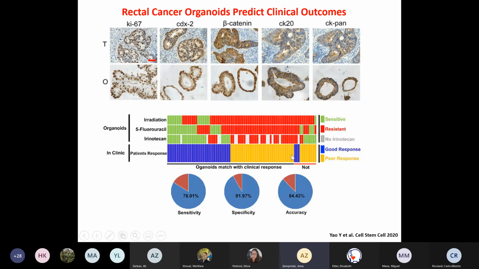There were also individuals in the study that had a poor response to the treatment, and again here their organoids showed that they were resistant. So again there was a good correspondence between what the organoids saw and how the actual patient responded. And unfortunately there is still 20% here, with good or poor response, where there was no corresponding response between the organoids and the patient.